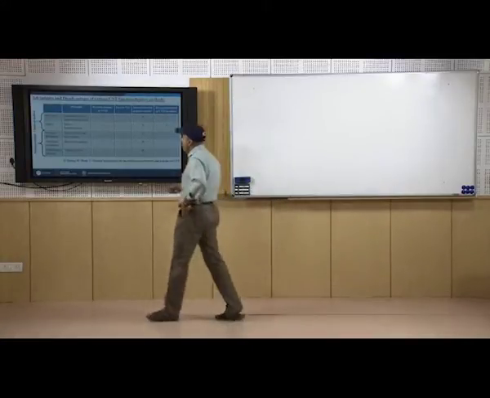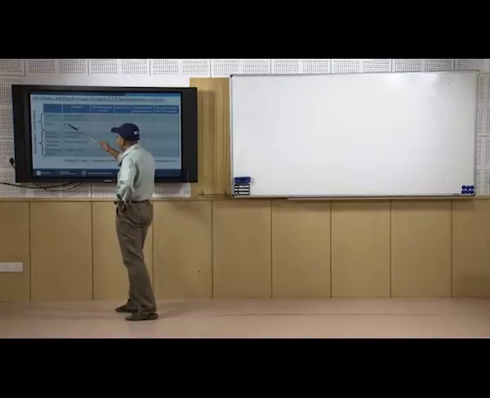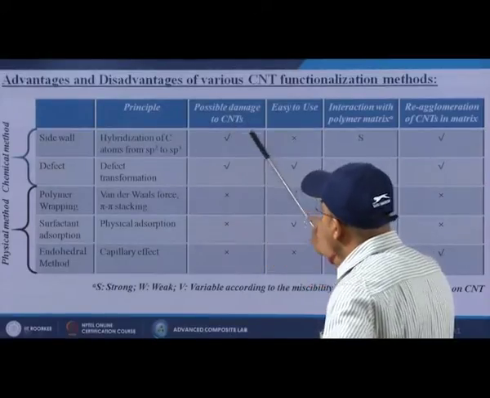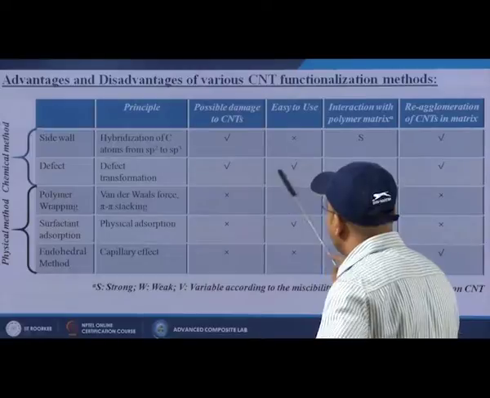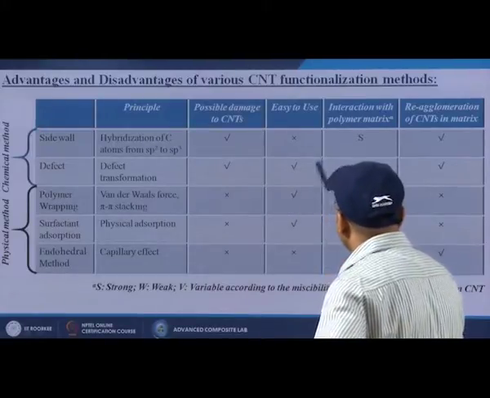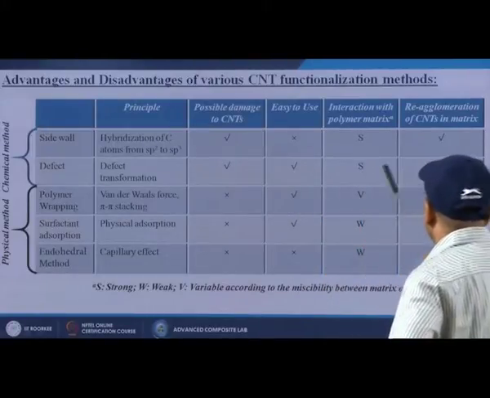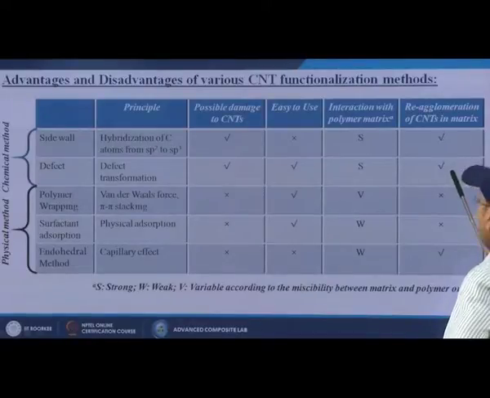Then when we are talking about the defect method, generally the principle is the defect transformations. Possible damage to the CNTs? Yes, of course possible. Easy to use? It is very easy to use. Interaction with the polymers is very strong. Re-agglomeration of CNTs in the matrix is possible.